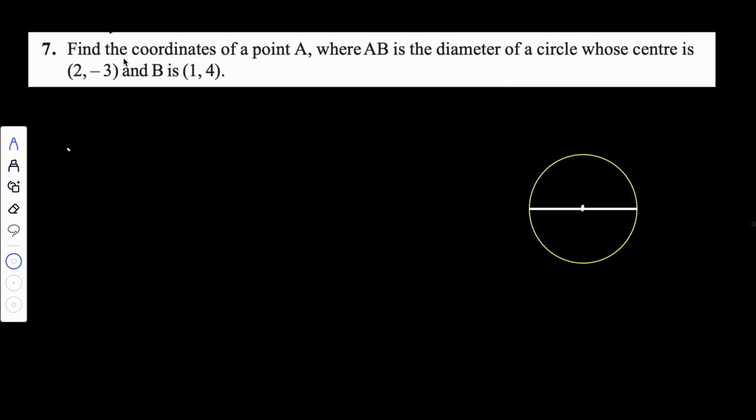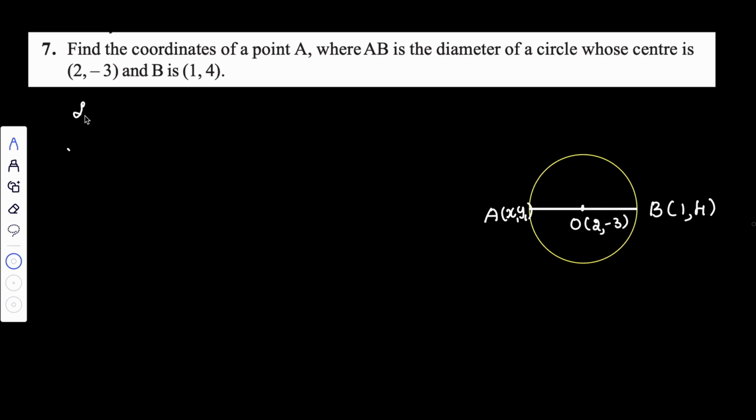We are going to the 7th question. Find the coordinates of the point A, where AB is the diameter of the circle whose center is (2, minus 3) and B is (1, 4). Now here in the diameter, A is not given. I'll take it as (x1, y1), and B is given, (1, 4), and center of the circle O is given here (2, minus 3). And we want to find the coordinates of A, (x1, y1).